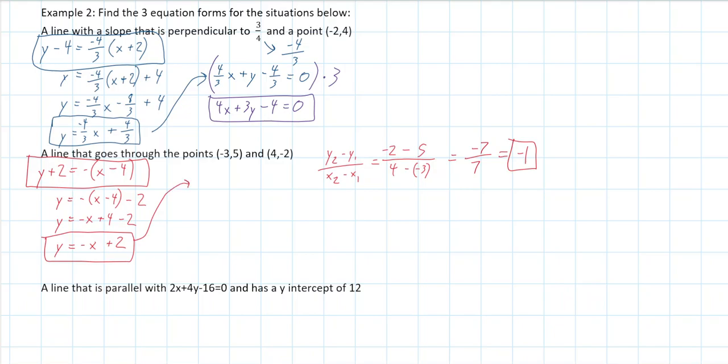Now we're going to change this to general form. So we're going to move everything over to the left-hand side. So it's going to be x plus y minus 2 equals 0. And actually, we're done already. That was a pretty easy one.